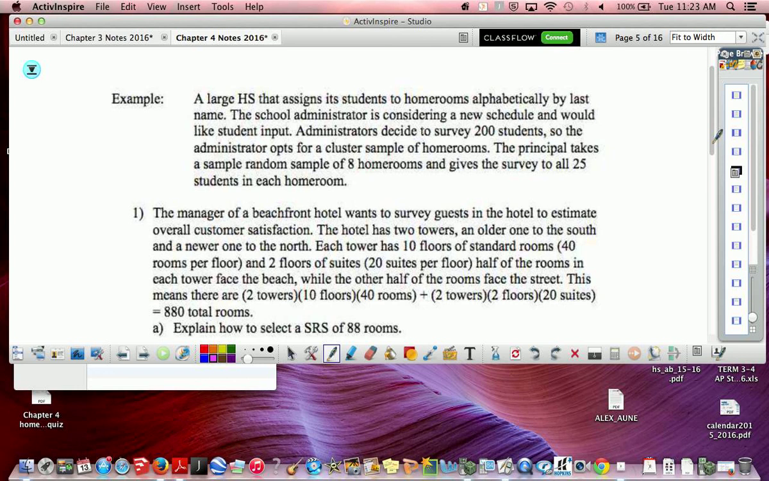Nick? When you're trying to pick these rooms, how do you know what line to look at on there? Do you just start at the first line and then go down? Well, this one doesn't ask. All it asks you is to explain how to do it. It doesn't ask you to do it. So if it asks you to do it, it will tell you what line on your random number table.